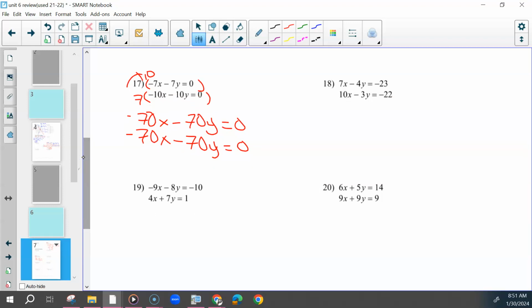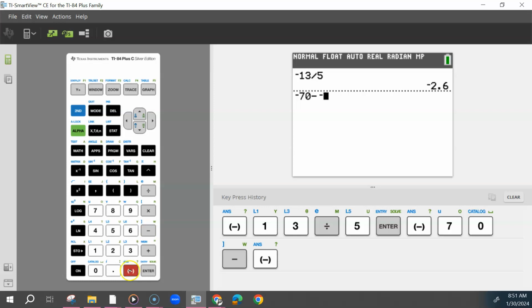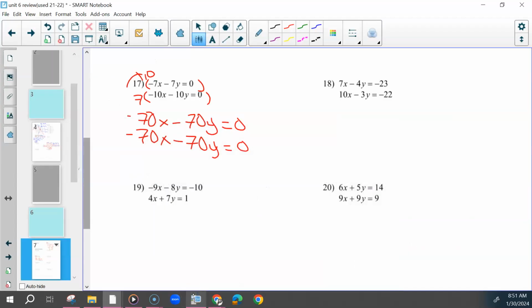To eliminate our x's, would we add or subtract? If they're the same, you have to subtract. If you're not sure, double check. Because if we added, they wouldn't get 0. But when we subtract, these both become 0, which is what type of solution?